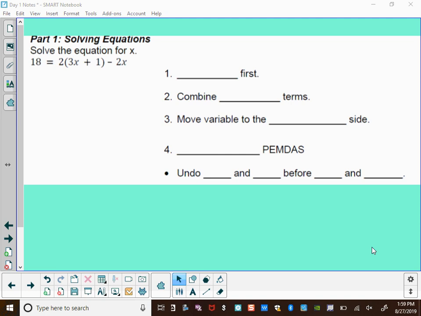So, day one. We're going to solve equations. What it tells us to do first is to distribute.